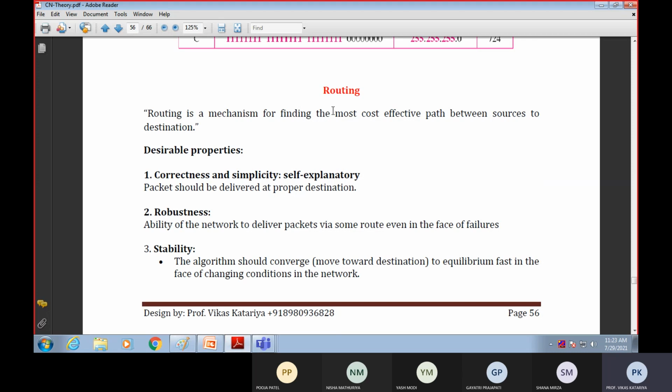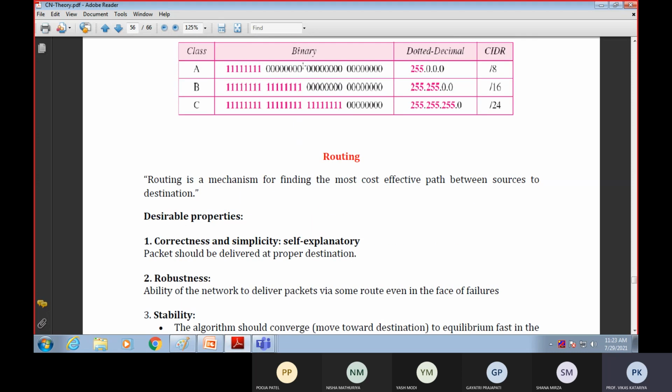Done. So this is all about the CIDR concept: how a network administrator understands the requirement of an organization, creates the network IDs, and keeps the total number of hosts in a particular network ID.